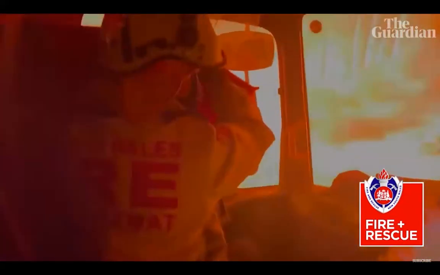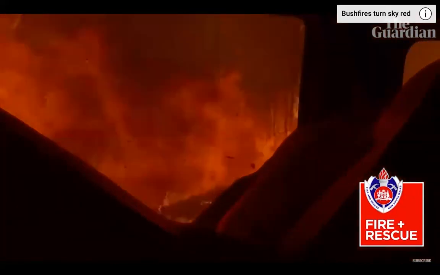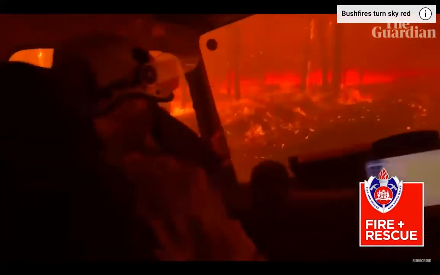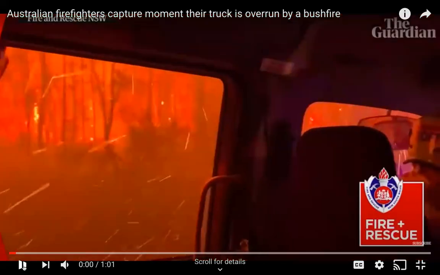They're putting a fire blanket there to protect them. Oh, look at that. Yeah, so very, very scary stuff.